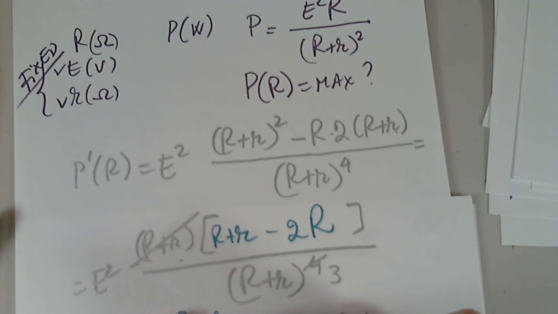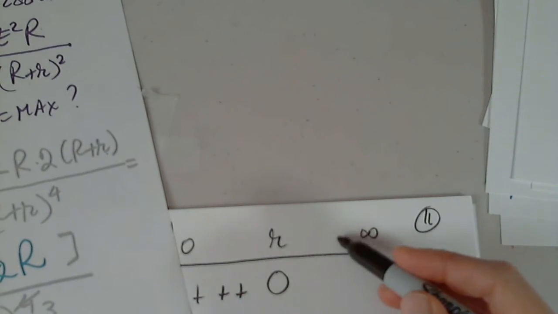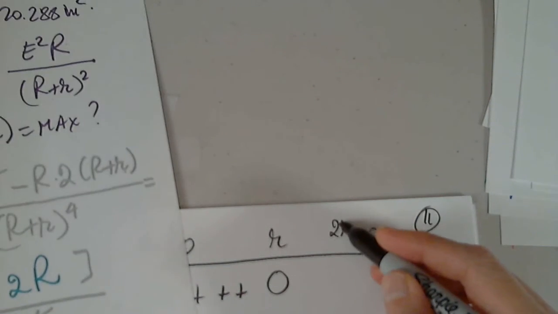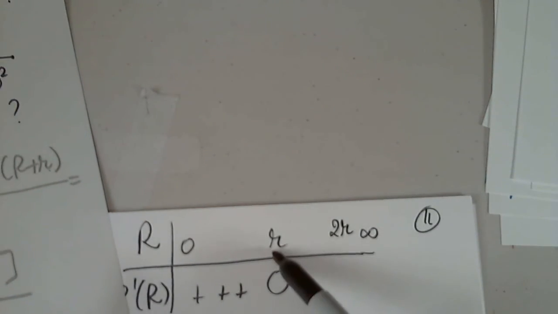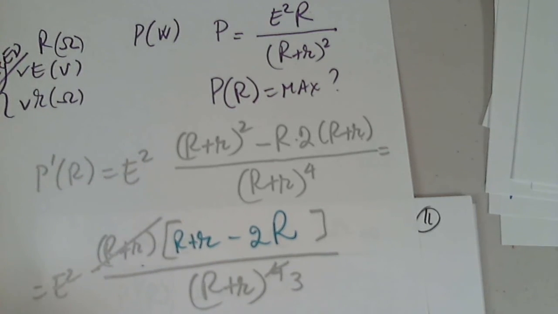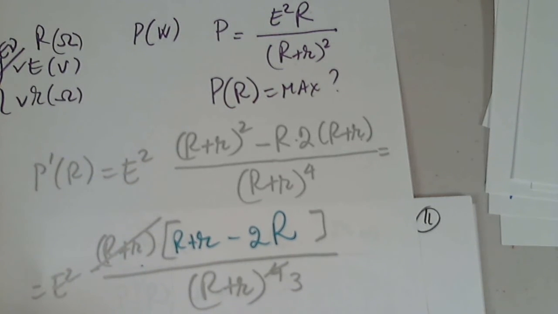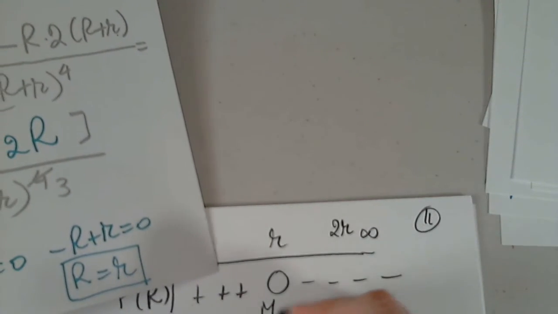So r over R cubed, this is positive, so this is positive. Let's see on the other side, like for example 2r. I'm going to plug in 2r. R becomes 2r now, which is definitely to the right hand side of r. So this is positive, but negative 2r plus r will be negative r, so that will be negative. And this is typical for a maximum.